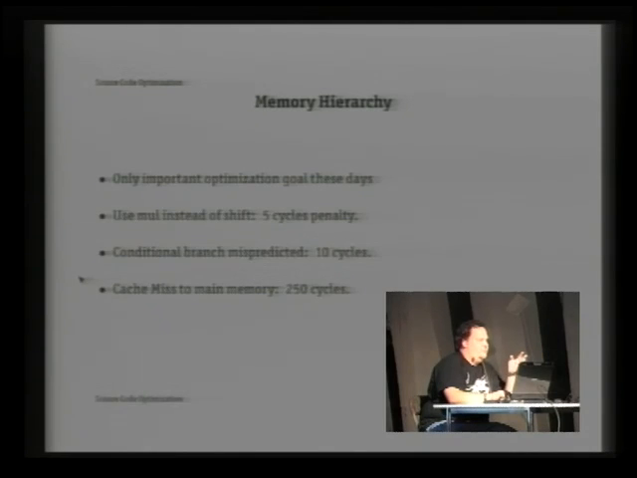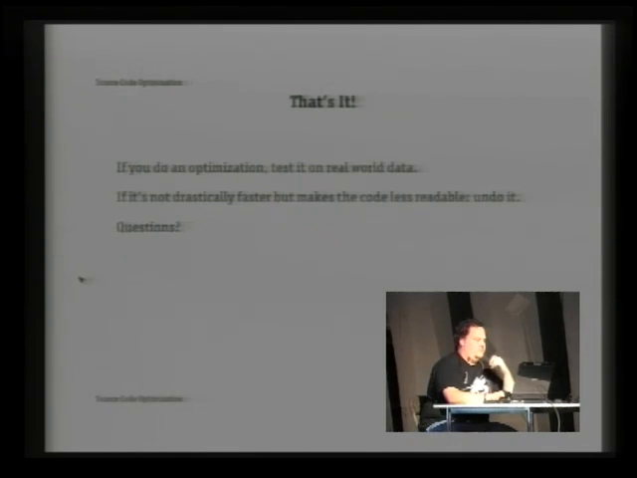All the rest that people spend weeks and weeks of their life on, inlining functions here and restructuring code there, usually the only thing that actually matters is the main memory misses and cache misses. So that's basically all I have to say. If you do an optimization, test it on real-world data, and if it doesn't work, undo it. If it's not drastically faster, but just a little bit faster, and makes the code unreadable, undo it too. Usually, people won't even notice the difference in speed, but they will notice if the code is unreadable, because then security problems will not be found and will hit you later when you can less afford them.